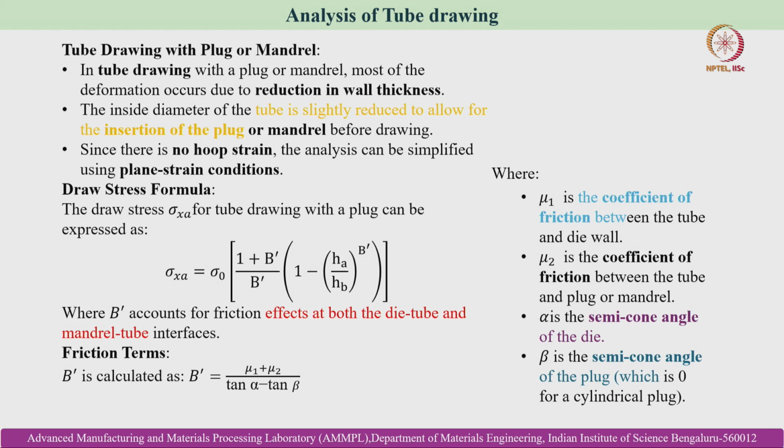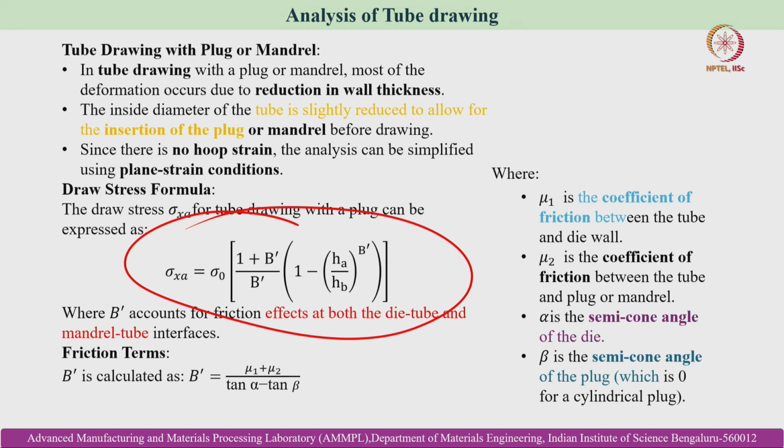So, in case of tube drawing with a plug, the draw stress sigma xa can be expressed as follows, which is analogous to but slightly different from the draw stress expression we discussed earlier for wire drawing. Here sigma xa is equal to sigma 0, the flow stress of the material, into (1 plus b prime) by b prime into (1 minus ha by hb) to the power b prime. Here b prime is considered due to friction.